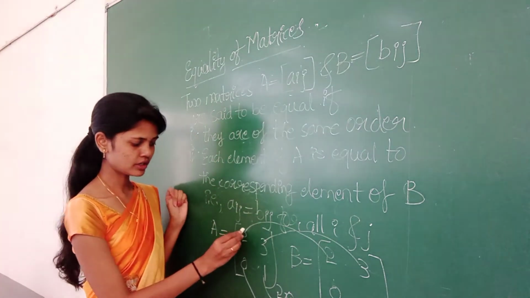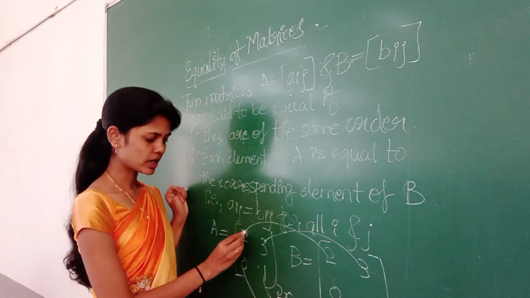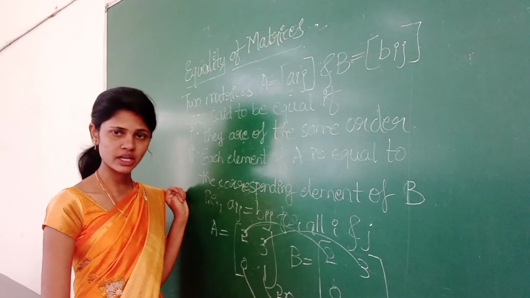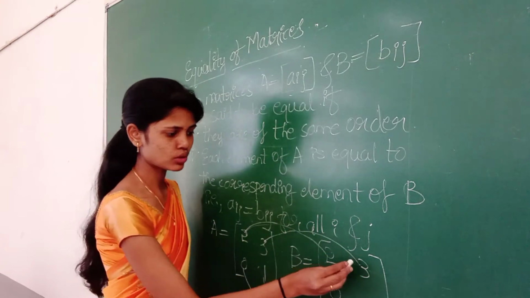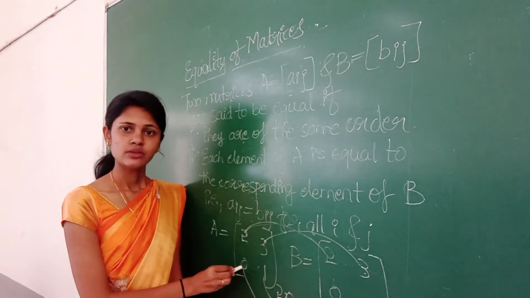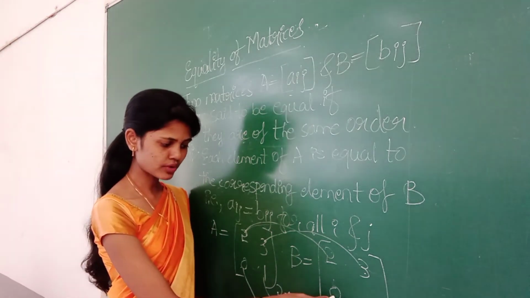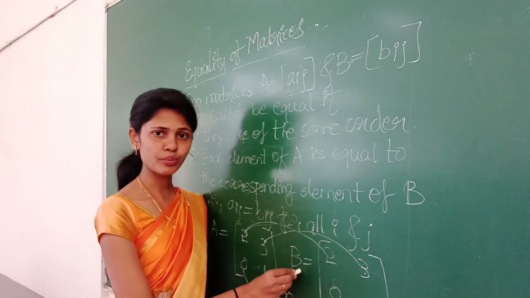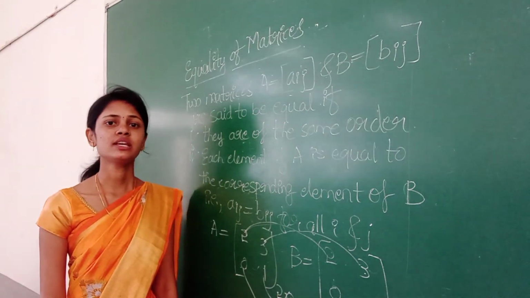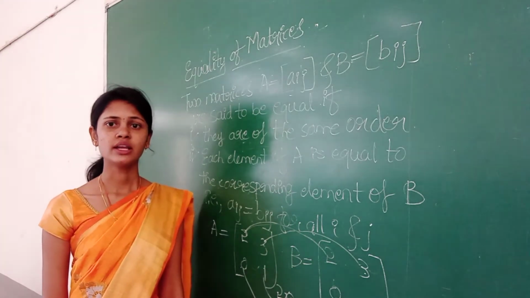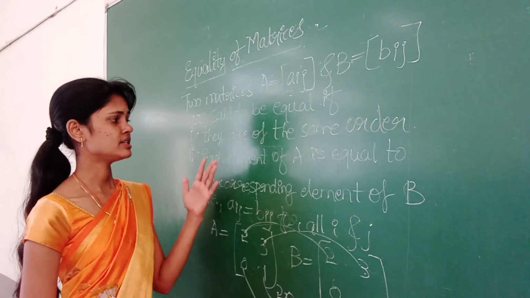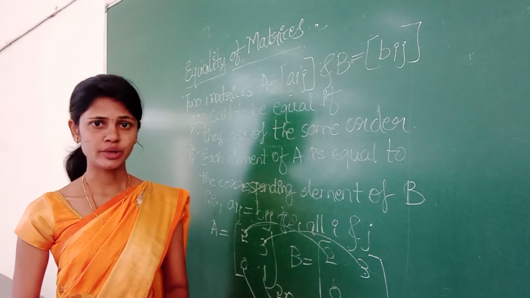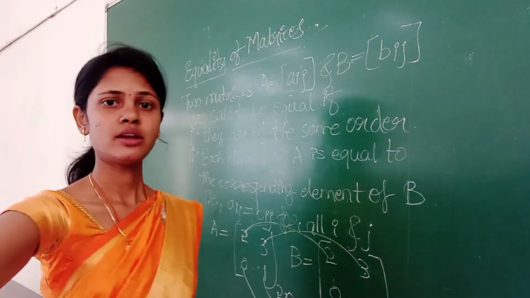Let us check. Here 2 is there. For 2, the corresponding element in B is also 2. Here the second element in A is 3, so the corresponding element in B is also 3. Right? And here it is 0, so the corresponding element in B is also 0. Here it is 1 and the corresponding element from B is also 1. Therefore, we can say these two matrices are equal matrices. So the condition is that they must have the same order and the elements of A are equal to the elements of B correspondingly. Right?